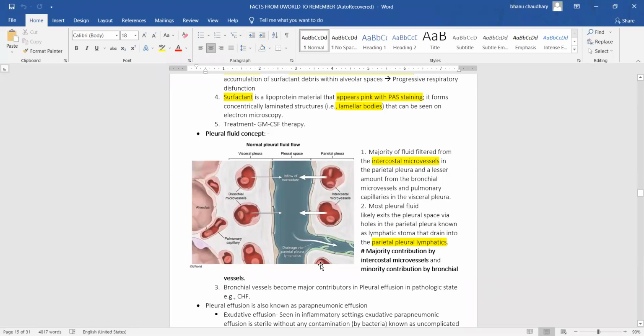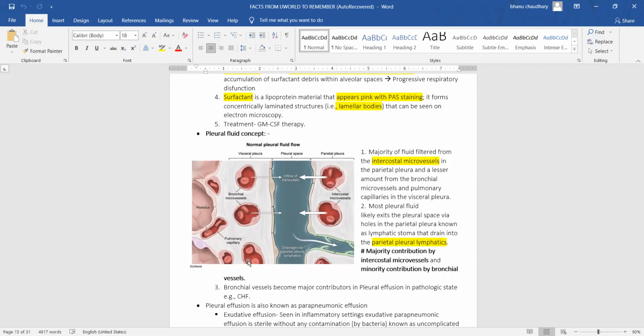See, you have two vessels. One is the bronchial vessels, and second is the intercostal arteries that are present in the intercostal space, right? The majority part of this pleural fluid is contributed by the intercostal vessels, while the minority part is contributed by these bronchial vessels. The other vessels you have are the pulmonary capillaries also, right? So some part can also be contributed by the pulmonary vessels.